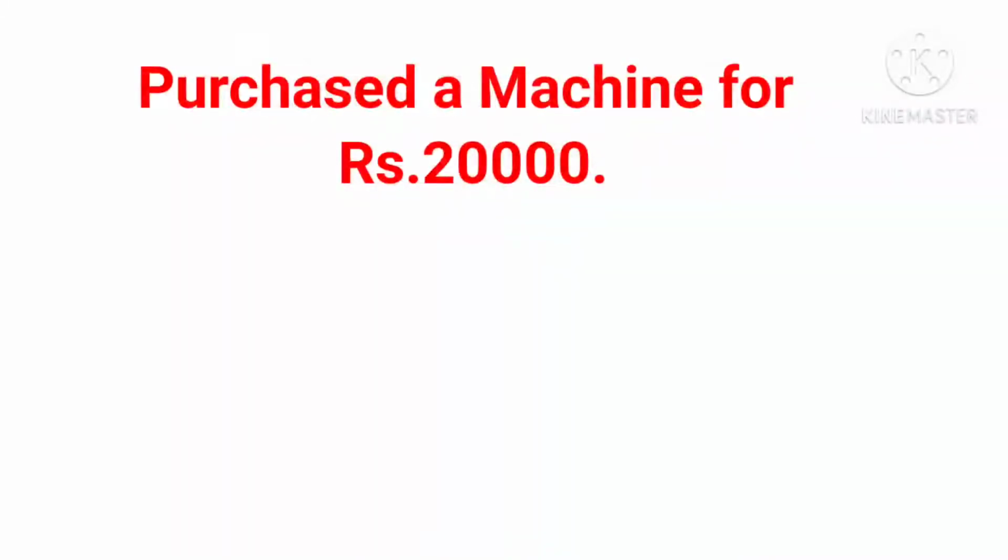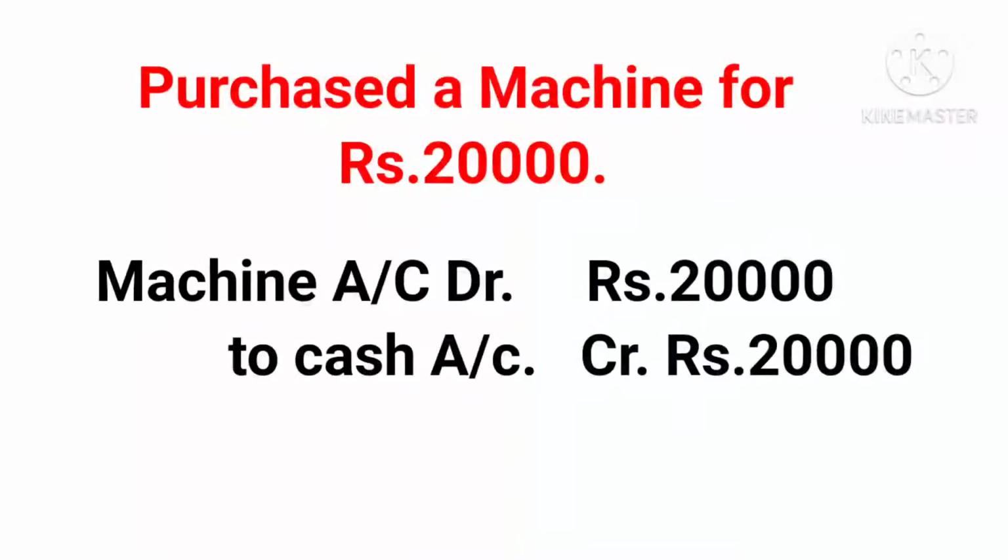For example, purchase a machine for ₹20,000. Here the transaction has two aspects or two effects. One is machine is coming in the business, other is cash is going out or cash is reducing. Here the journal entry should be machine account debit to cash account credit.